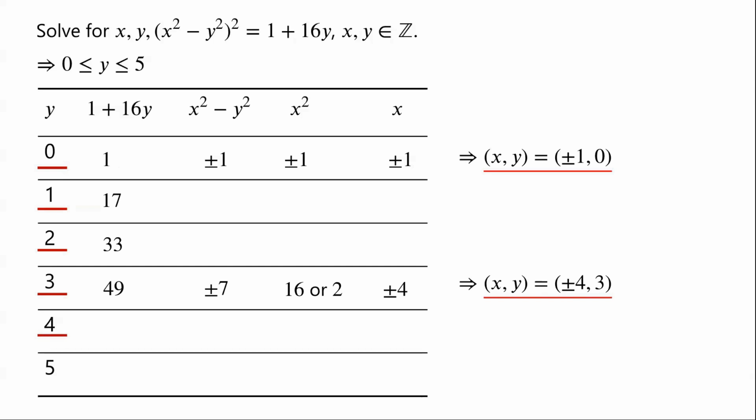When y equals 4, 1 plus 16y equals 65, which is not a square number. So there are no integer solutions when y equals 4.